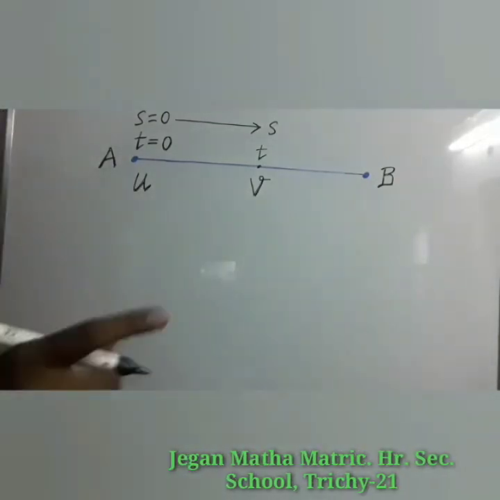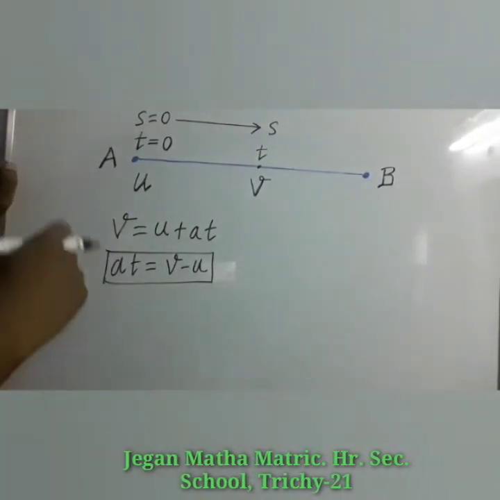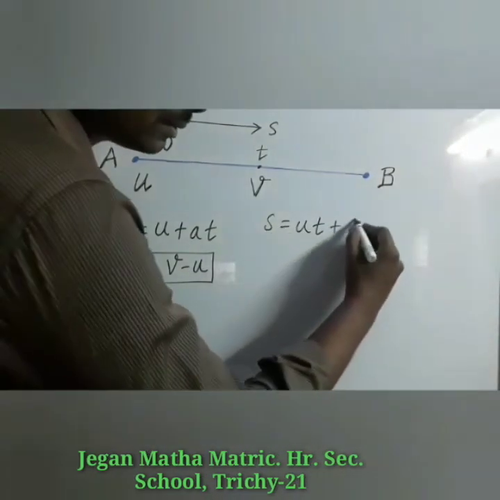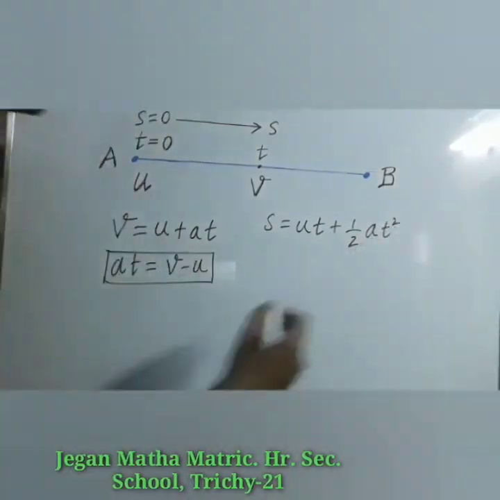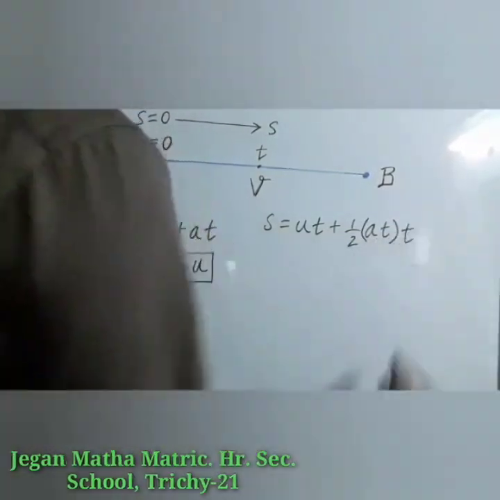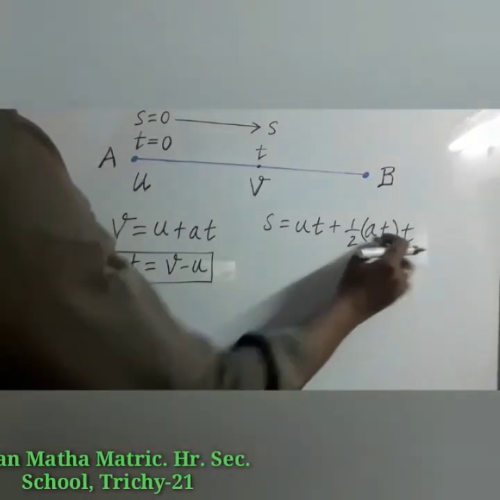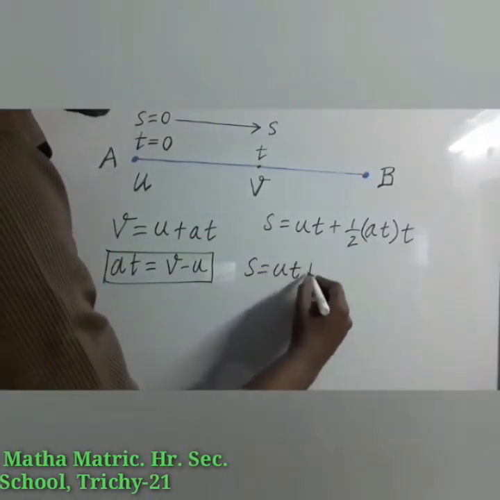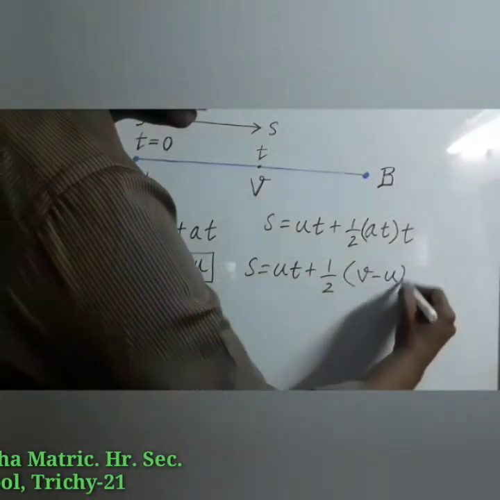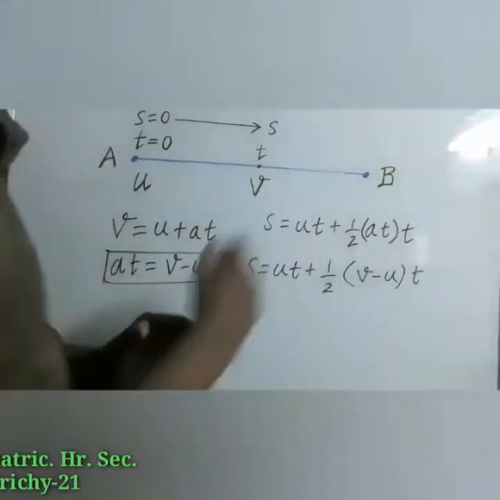For that let us take the first equation. Here we can rearrange. This equation can be substituted in a second equation. What's the second equation? s that is equal to ut plus 1 by 2 at square. Here this at square can be written as at into t. Here I have found the value of at that can be substituted here. So s that is equal to ut plus half. Instead of this value you can write v minus u into t. Now 1 by 2 and t both can be taken inside the bracket.